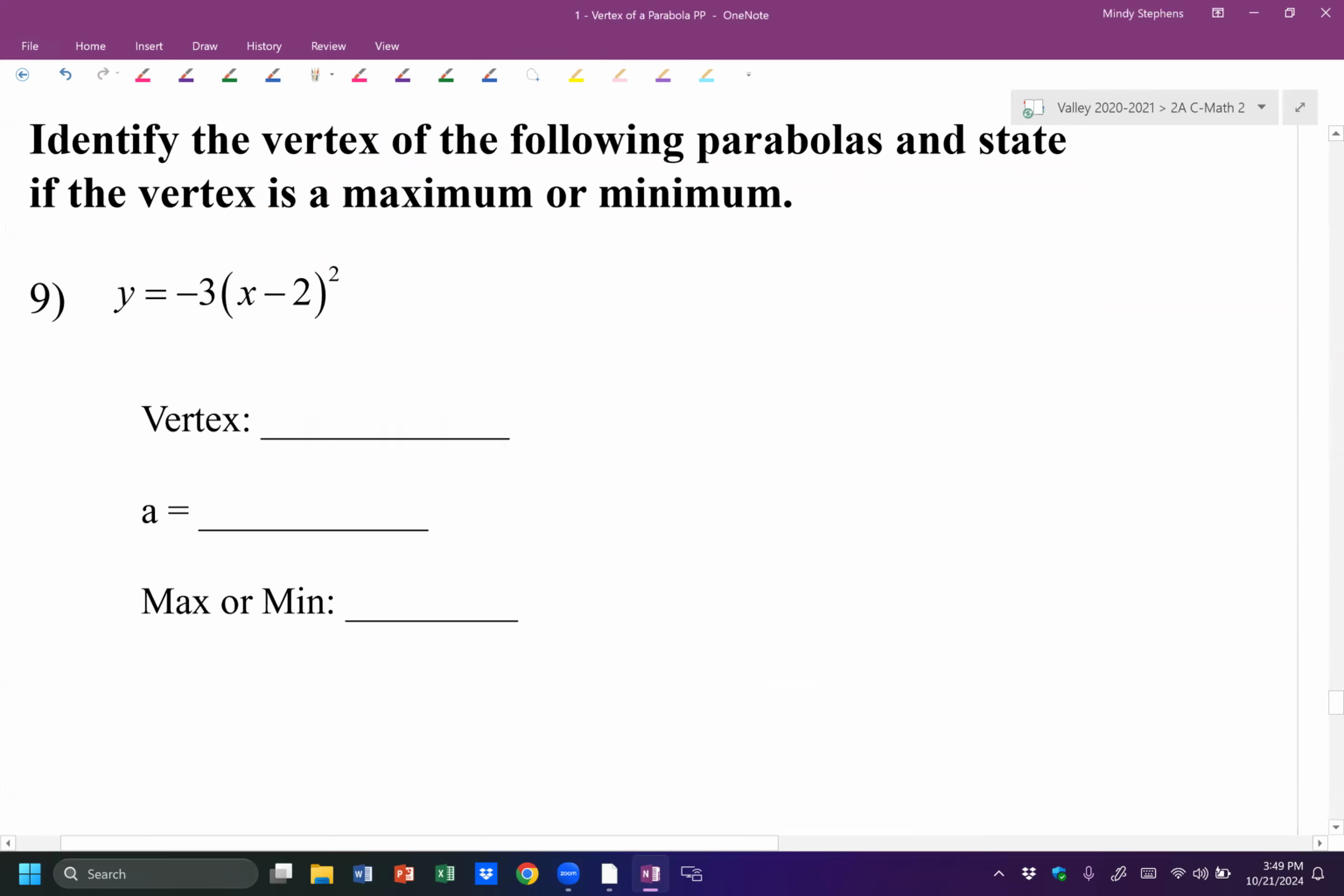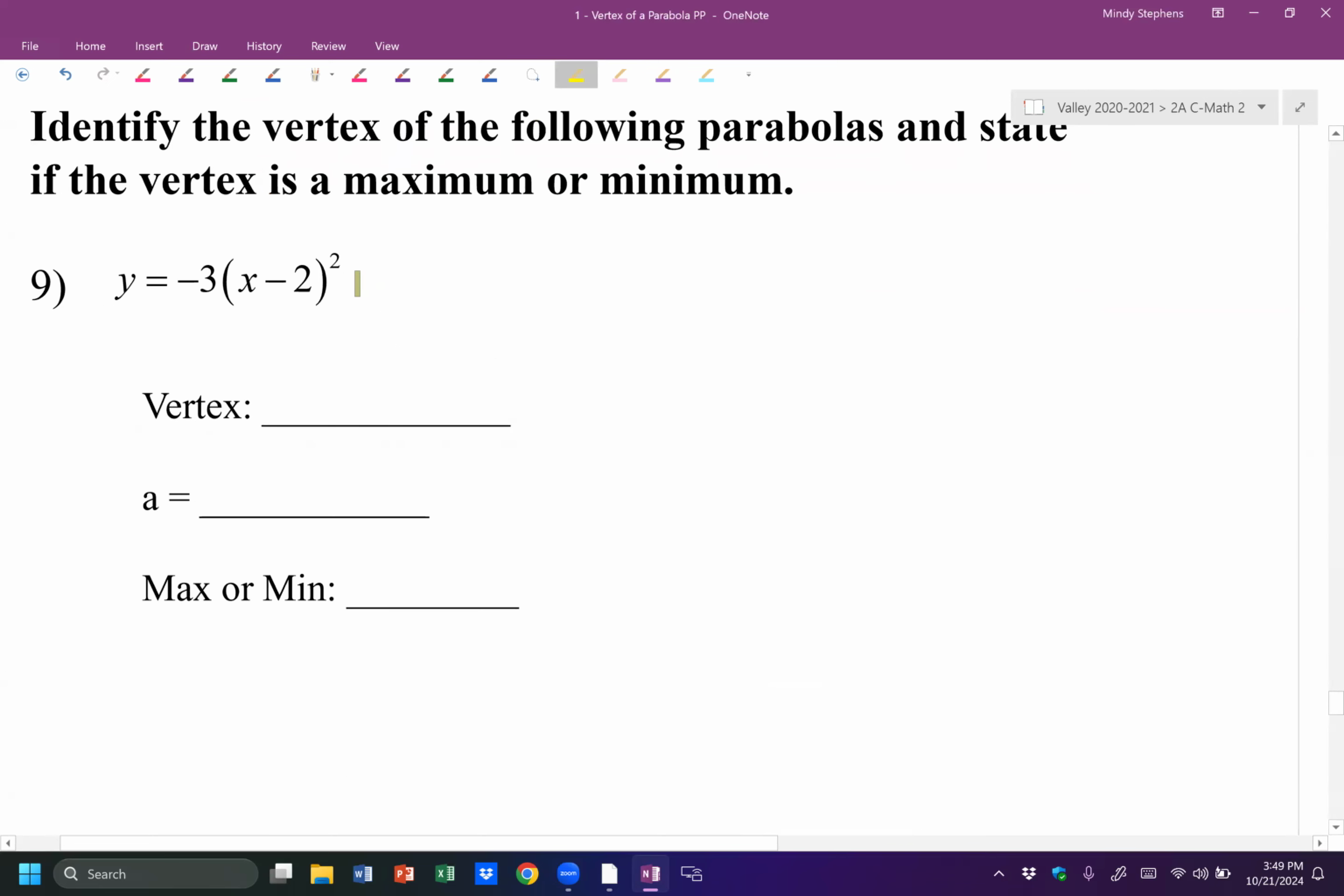Number 9. This one's kind of tricky because I don't have a number out here. I'm missing a number. If there's no number at the back, what I have to do is think of what would I add to not change the value of this. If I add a 1, it changes the value. But if I add a 0, if I add 0 to something, it doesn't change it. Like if I do 5 plus 0, it still equals 5. So adding 0 does not change the value of my equation, but it just gives it a number to be there. So if there's ever a number at the very end that's missing, you're going to put a plus 0 there.